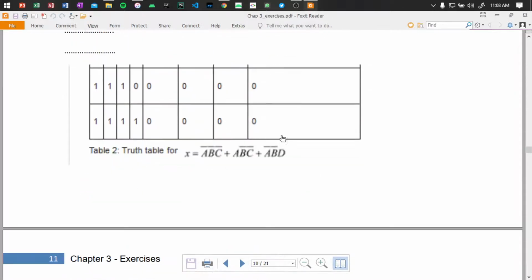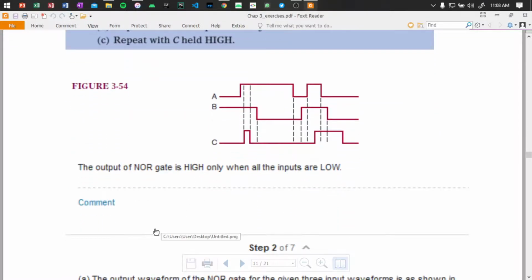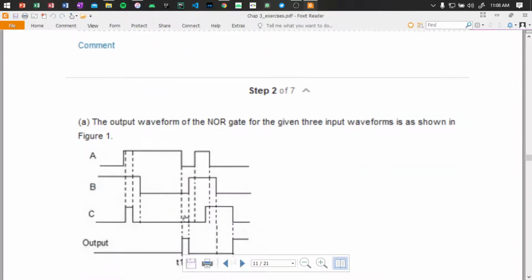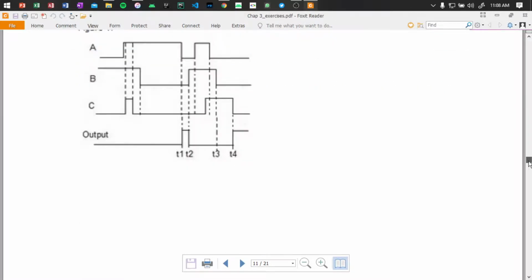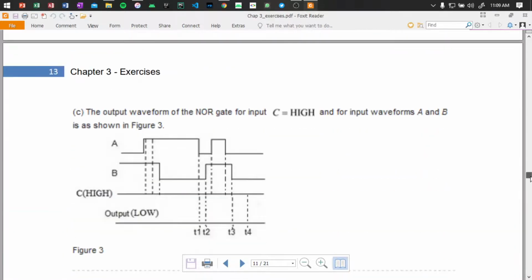You have to apply the input waveforms and draw the output. NOR gate. Okay, this is perfect. The NOR gate output will be high when all inputs are low. All 3 inputs are low during the interval T0 to T2. The output waveform of the NOR gate for input C will go high.